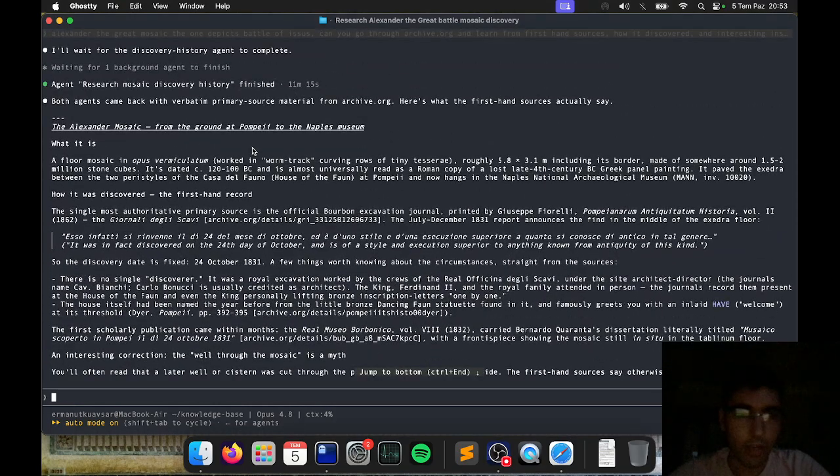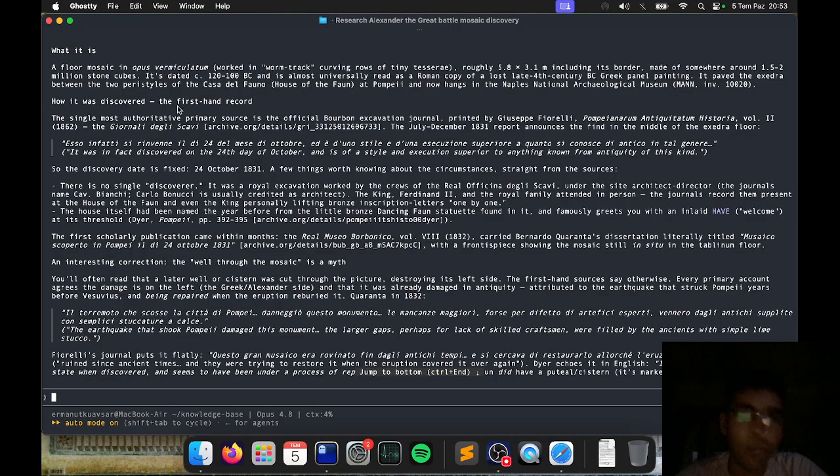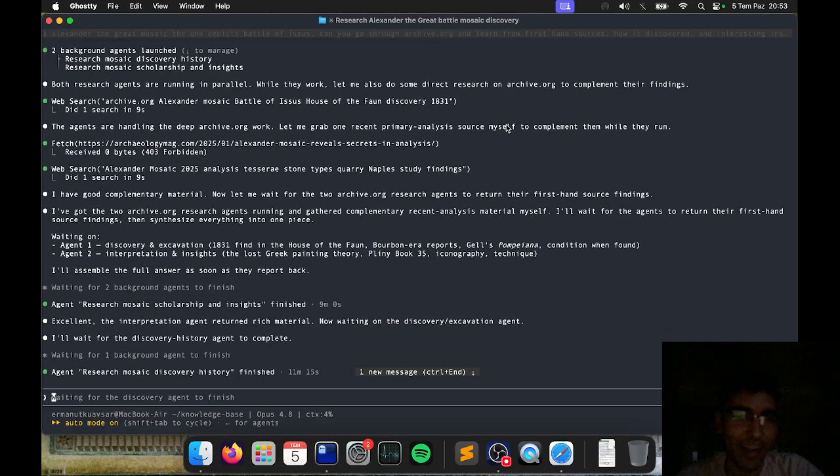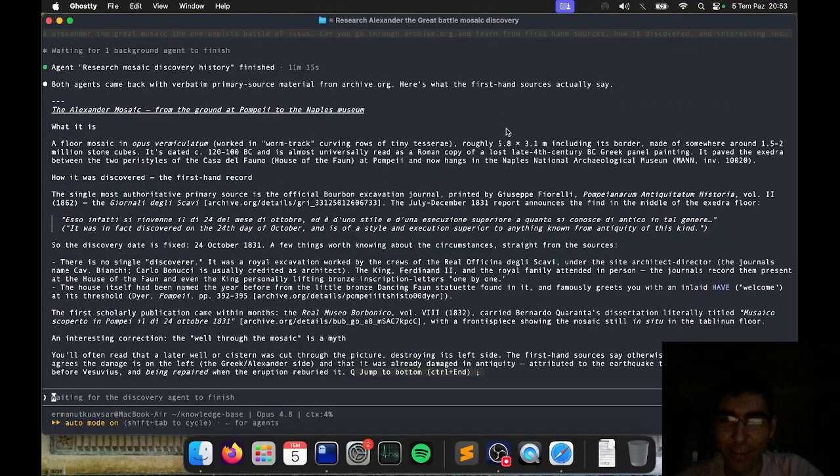So what we have here is the Alexander mosaic from the House of the Faun at Pompeii to the Naples Museum. How was it discovered? The first-hand record. Yeah, it found it. The single most authoritative primary source is the official Bourbon excavation journal. I mean, the excavation was happening there, so the journal was there. And my agent literally found that journal, read it all, and is now telling me the moment it surfaced.